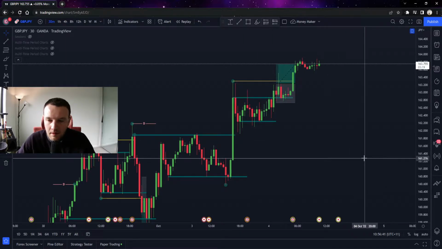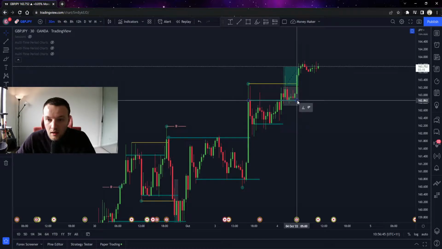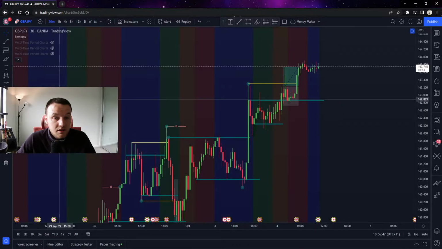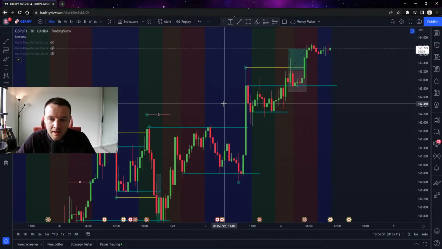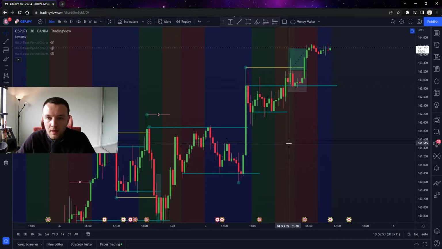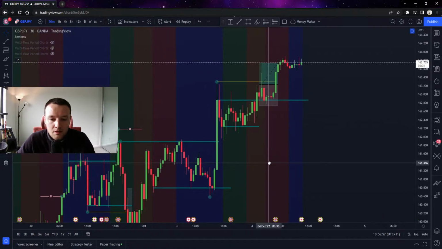So my main pair that I trade, GBPJPY. If we just turn on this sessions indicator, it just shows, obviously, purple is Asian session, green is London, brown, and then red is New York. So what happened yesterday?